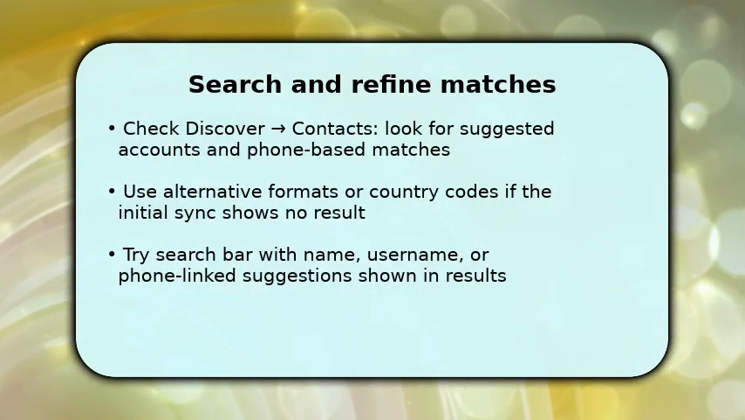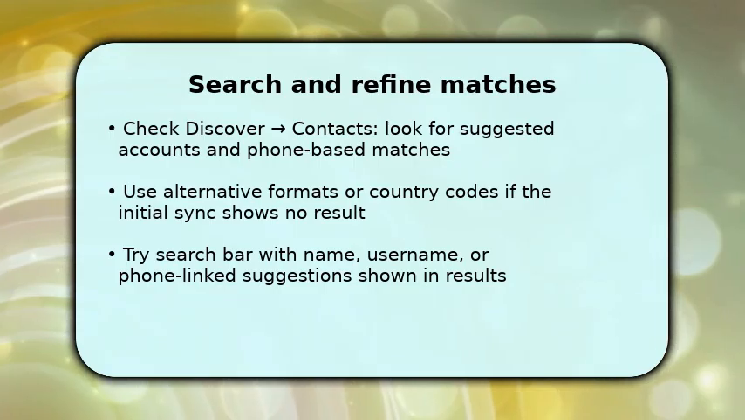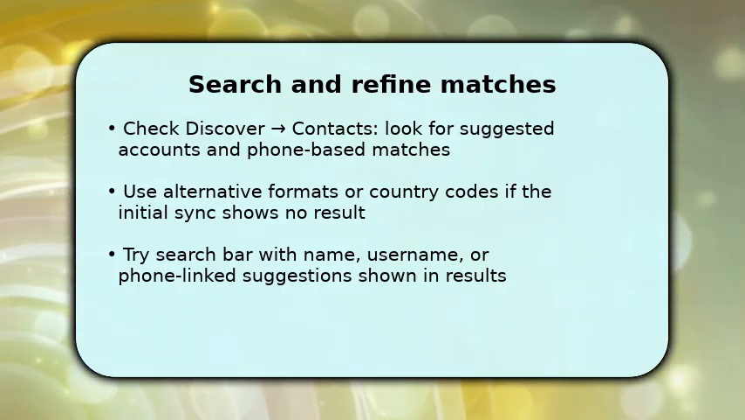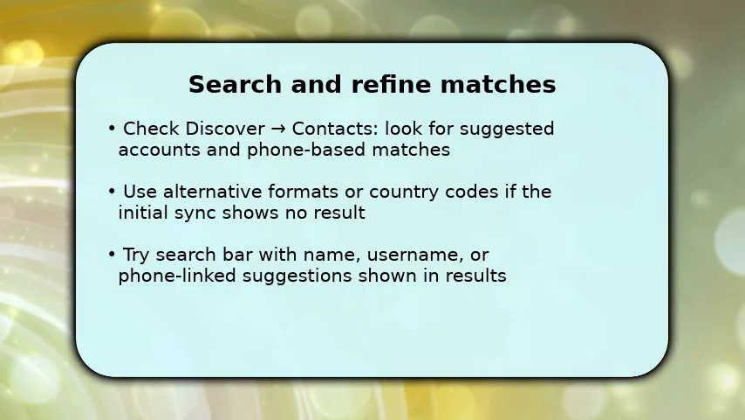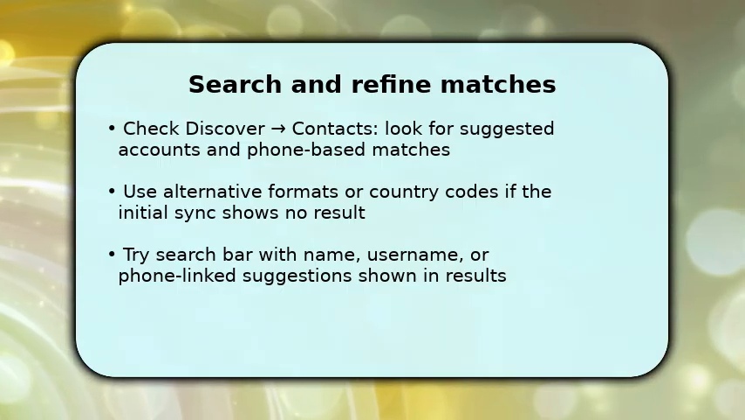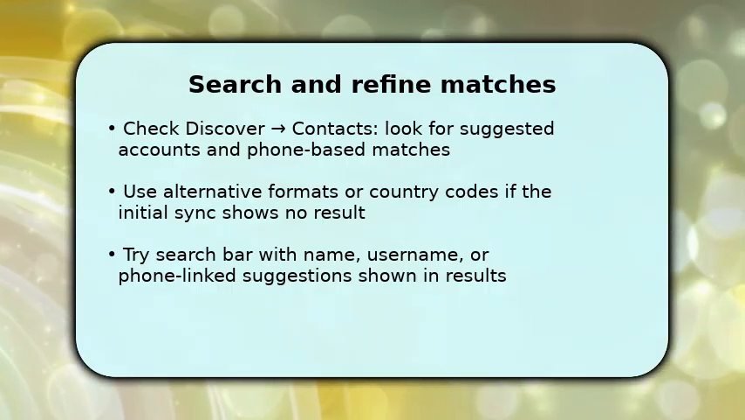After syncing, open Discover and scan the contact suggestions for accounts linked to phone numbers. Instagram surfaces these differently than username search. If nothing appears, resave the number with and without the plus sign or with the local dialing prefix. Different formats can reveal hidden matches.